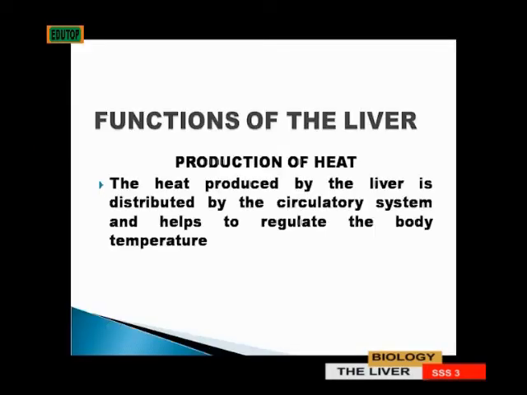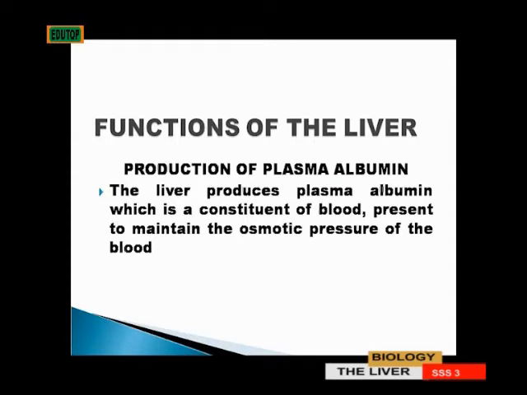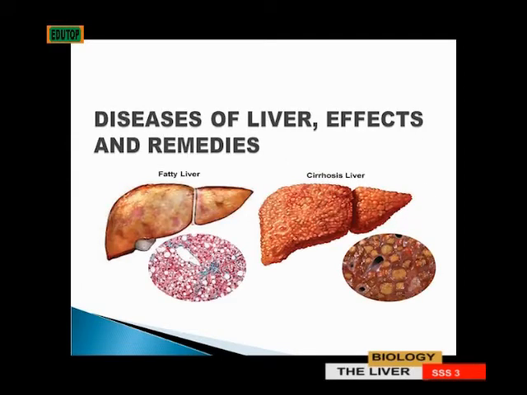Also, the liver produces heat, and the heat produced by the liver is distributed by the circulatory system and helps to regulate the body temperature. So you don't have a part of the body being hot and the other part being cold. There is a balance. The liver also produces plasma albumin, which is a constituent of the blood that is present to maintain the osmotic pressure of the blood.